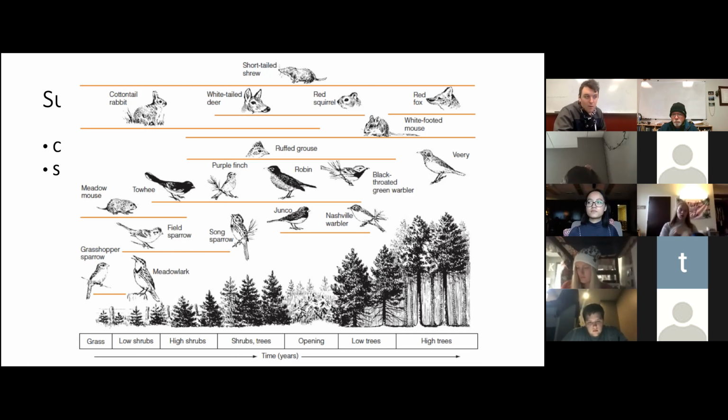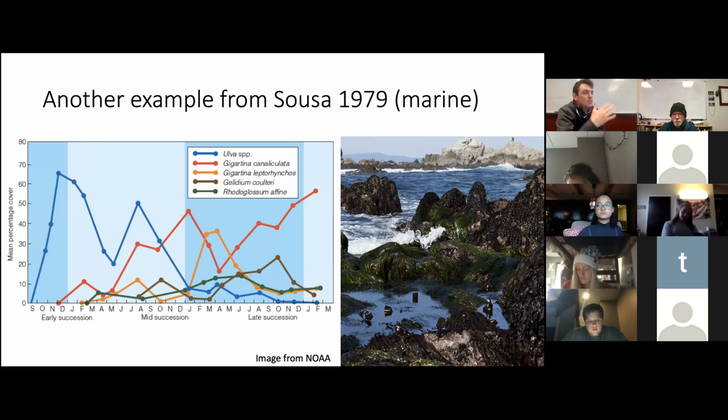It's not all about plants and old fields. You can also study succession in other environments. These are data in your textbook from a classic study in the 1970s, where Sousa put out bare rocks into the Rocky Intertidal region in Oregon. So this is a picture of the Rocky Intertidal.